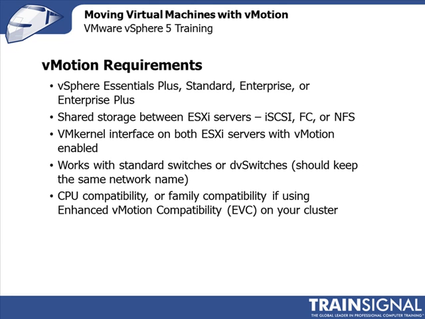Or you need to have CPU family compatibility if you're using the Enhanced vMotion Compatibility feature of vSphere, or EVC, on your cluster. So what that means to you is that the CPUs on the source and destination ESXi servers either need to be the exact same CPU, or they need to be from the same family and from the same manufacturer. In other words, they need to be all from, let's say, a similar family of Intel CPUs or a similar family of AMD CPUs.